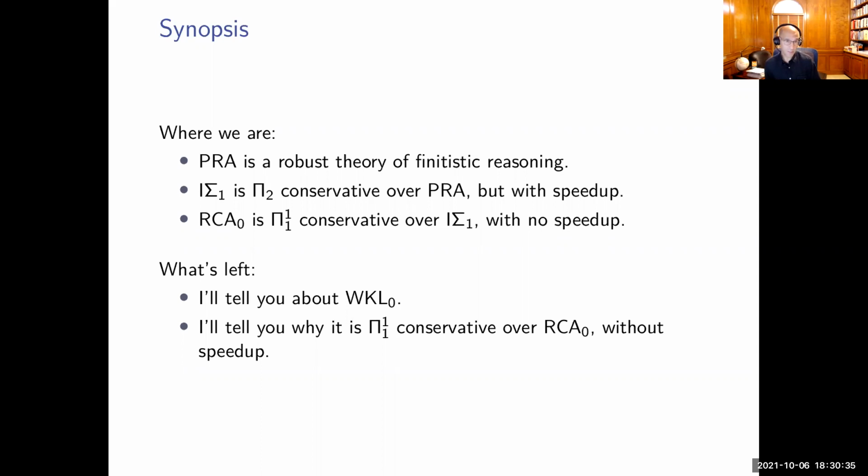Then RCA0 is Π¹₁ conservative over IΣ1. So in particular, any formula in the language of IΣ1 that's provable in RCA0 is also provable there. And in this case, it's just a direct interpretation. There's a direct translation. Which means that all I have left to do to set the stage for the results I want to talk about is to tell you about weak König's lemma, WKL0, and then why it's Π¹₁ conservative over RCA0.